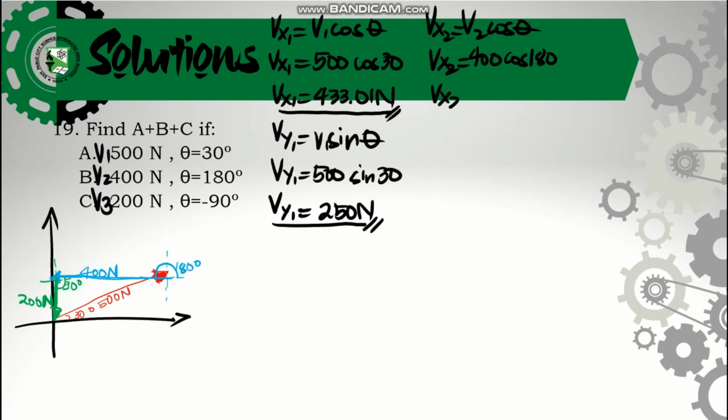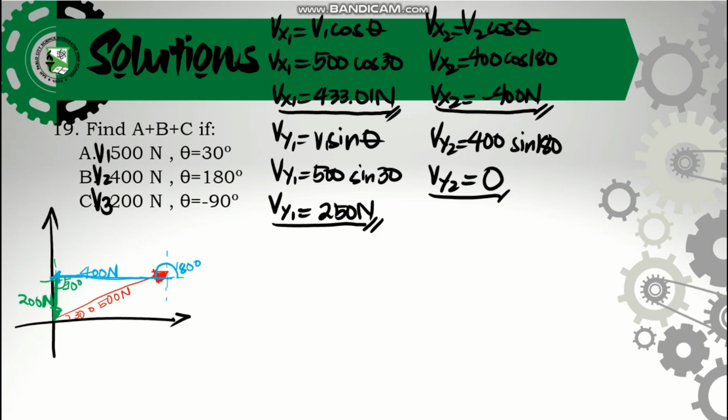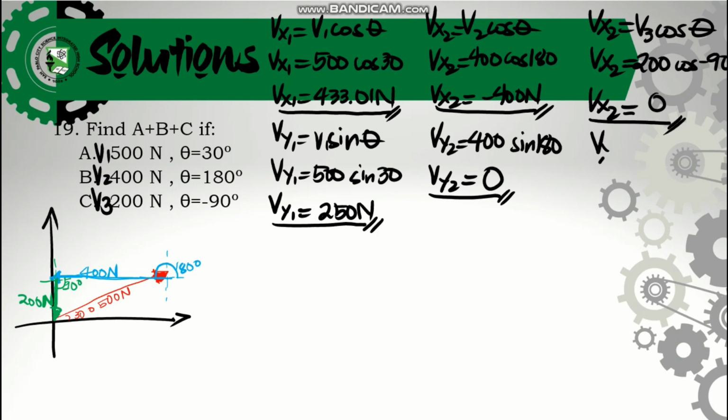And then in the next vector, which is 400 Newton at an angle of 180 degrees, here you can say that we can just have the Vx or x component because it lies on 180 degrees. So Vx2 will be negative 400 Newton since papunta siyang west, and then si Vy naman is 0 because hindi siya dumaan sa y.